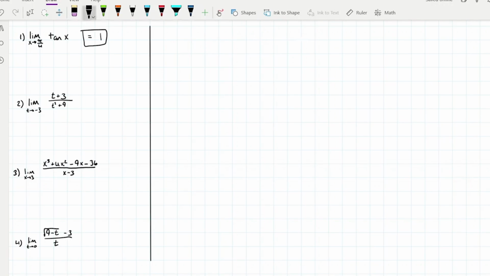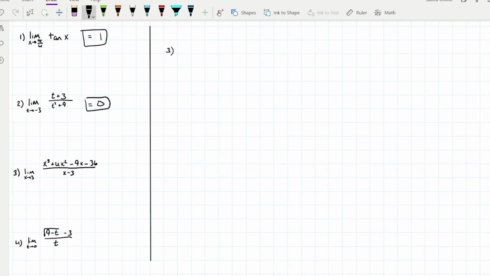For problem 2, we are again going to plug in t equals -3 into the function, getting -3 plus 3 over -3 squared plus 9. This can be evaluated to get 0 over 9 plus 9, or just 0.